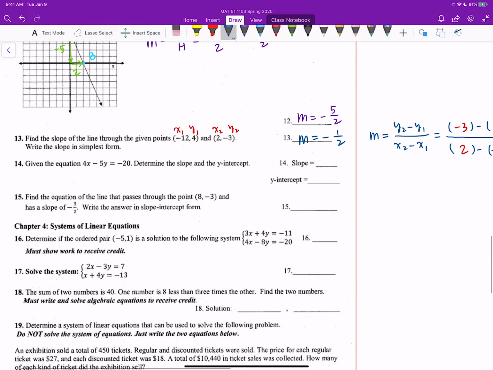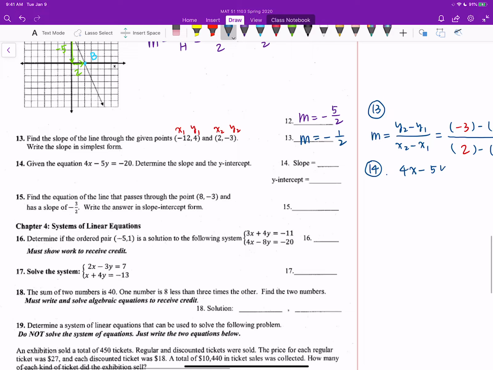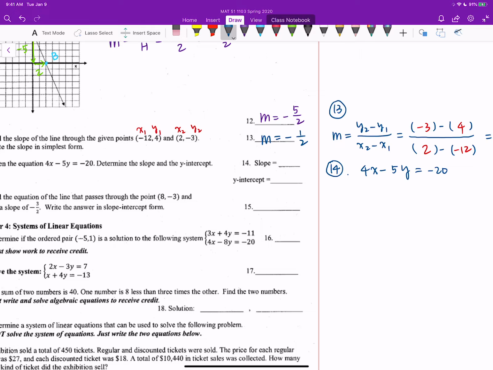Number 14. Given the equation 4x minus 5y equals negative 20, determine the slope and the y-intercept. So if you remember, there is a form called the Slope-Intercept Form, which gives us the slope and the y-intercept. So that's pretty much what we need to do. We need to convert number 14, the equation, into Slope-Intercept Form. So let me write it over here. 4x minus 5y equals negative 20. And that is the equation. It's the general linear equation form. We're going to convert this to the slope-intercept form.